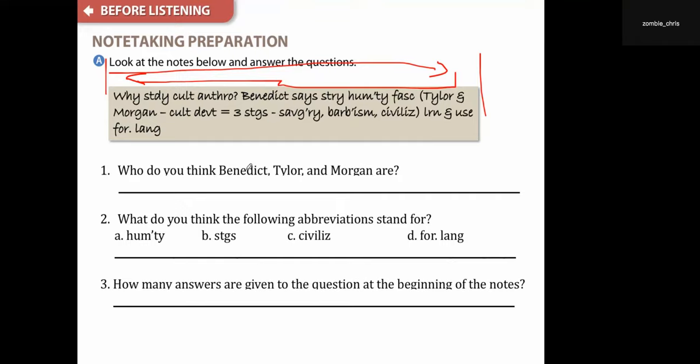It's not really something that you would do, because we need to graphically organize. We need to graphically organize our notes so that they're much easier to understand when we come back. So we'll see this on the next page.